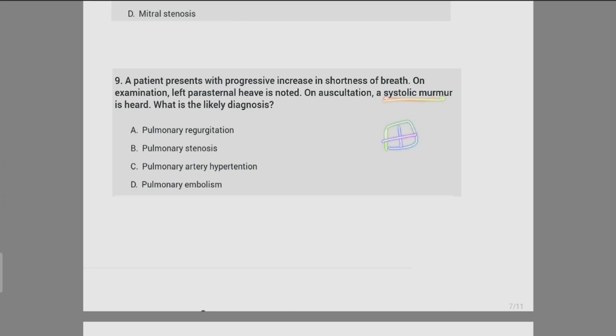if you just use your common sense, some stenosis, aortic stenosis or pulmonary stenosis. And then they said it is on the left side, and I know, right? So the right side was aortic stenosis. Remember RAS, I just told you to remember. So the left side will become pulmonary stenosis, so D is the answer.